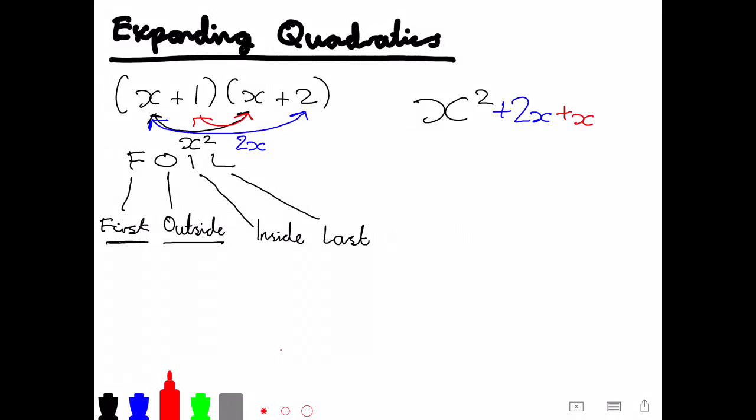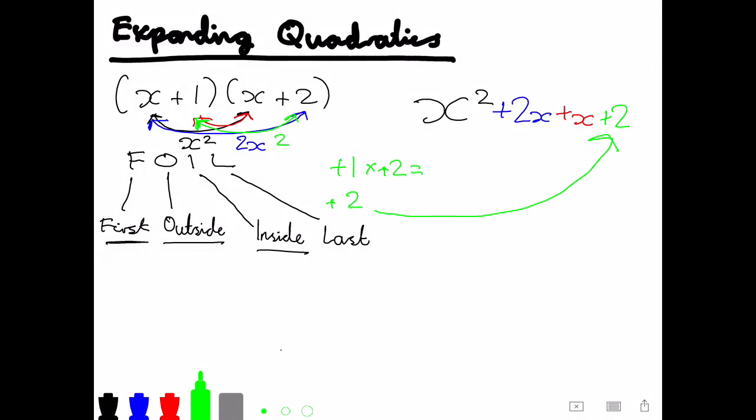And then we do the last terms. Then we do these last terms, we'll do this in green, 1 times 2. So these are the last terms of both brackets. And that will give us 2, because it's positive 1 multiplied by positive 2, which will give you just positive 2. And we have to be careful of this, and you'll see why later on. So then we take this positive 2, put it in here, and we get plus 2.